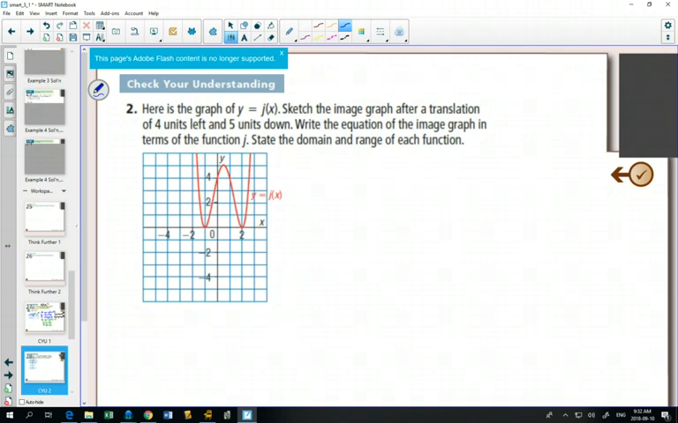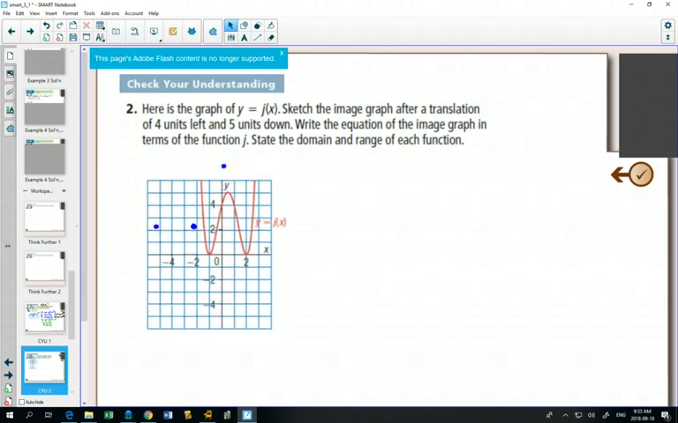So what you're going to do is look for some key points. So I've got a key point there, a key point there, and a key point there. And say what would happen to those points if I move them 4 units to the left and 5 units down. Well, this first point at negative 1, 0, 1, oh, I'm moving both of those. Oh, that's fun. 1, 2, 3, 4. That moved both of those 4 to the left. And then I would move them 5 down.